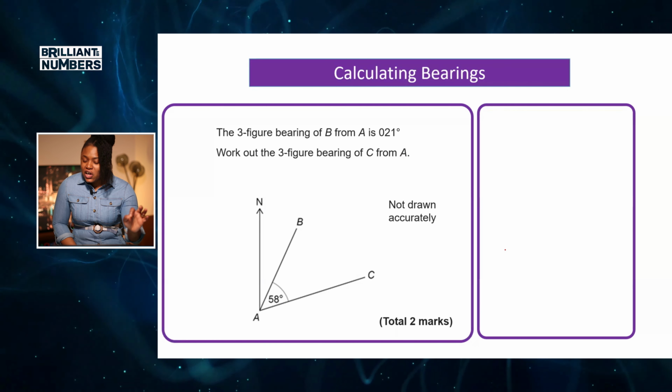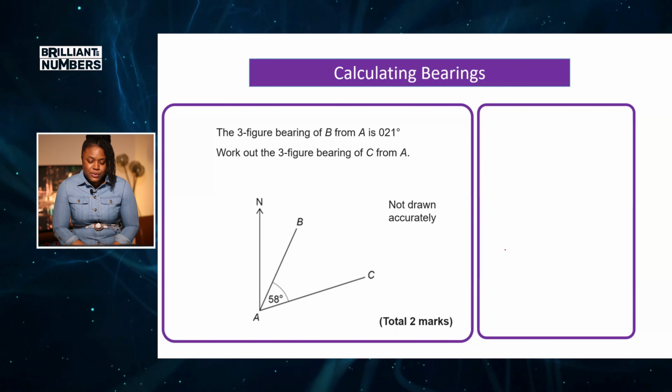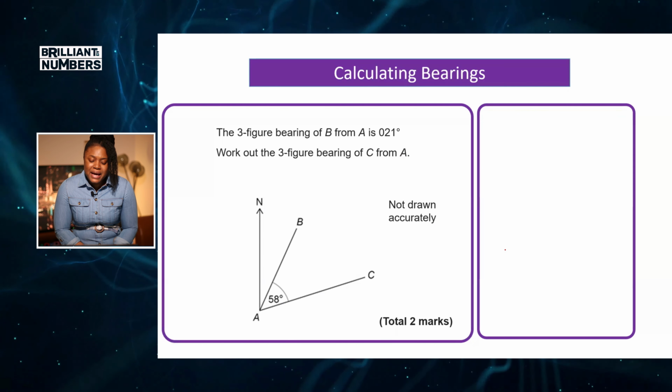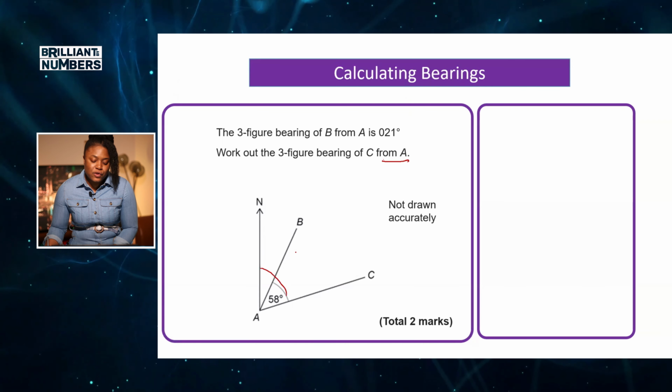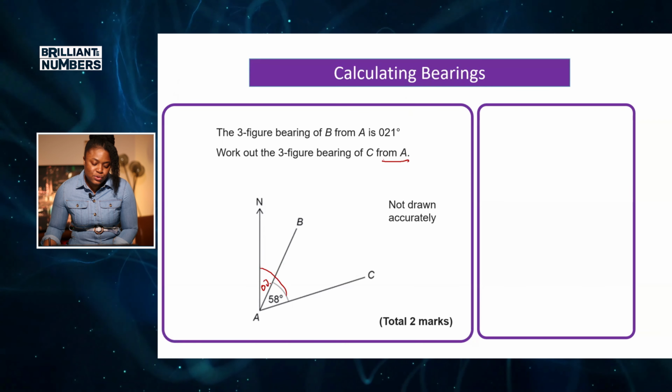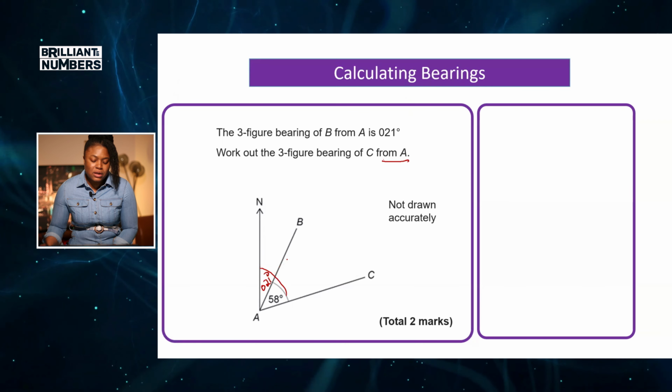So even if you forgot, this question was a very kind one. Work out the 3-figure bearing of C from A. So I go to my reference point, I'm going from A, so from A to C, and they have already told us that this was 21 degrees, 021. So therefore, I just need to add these together.